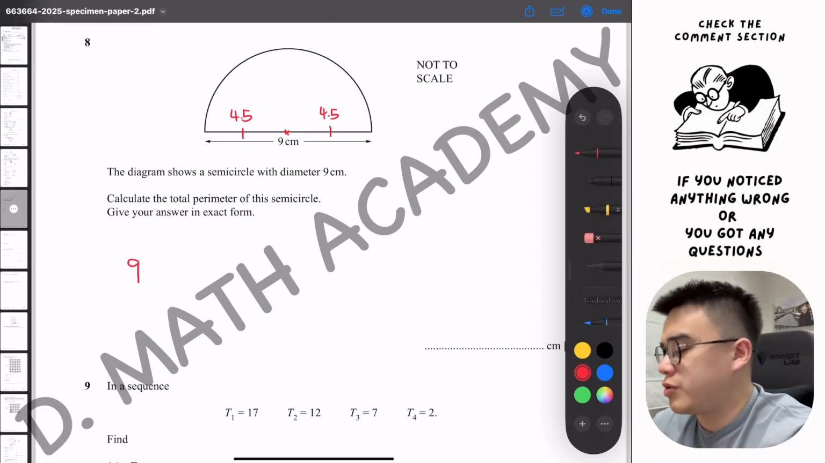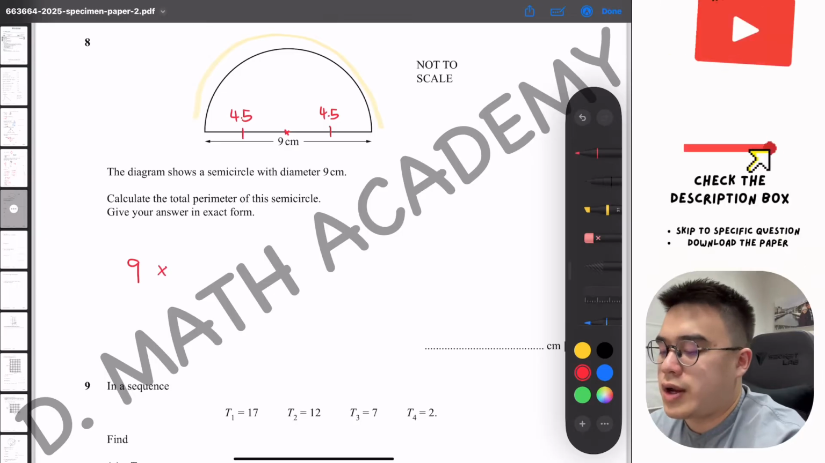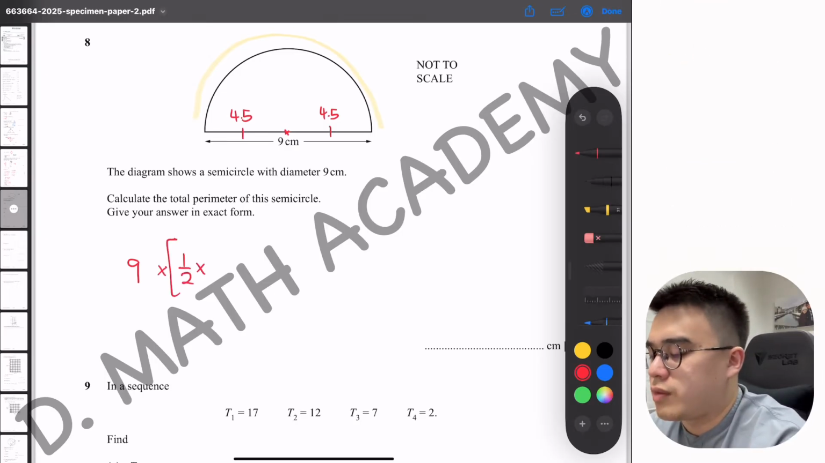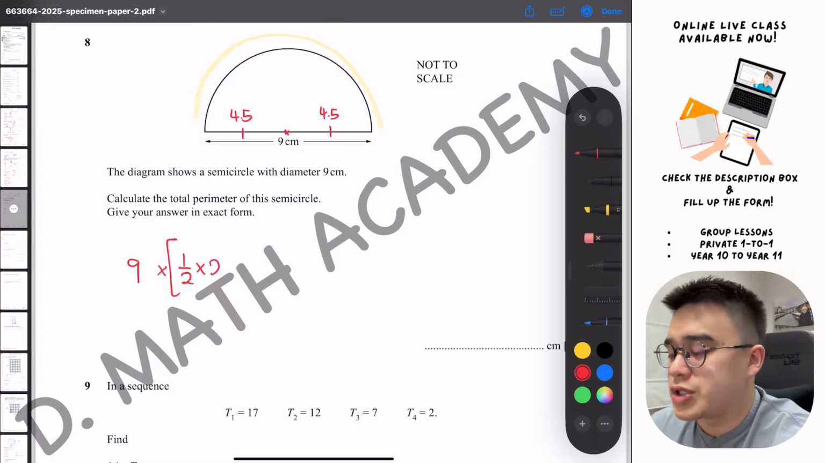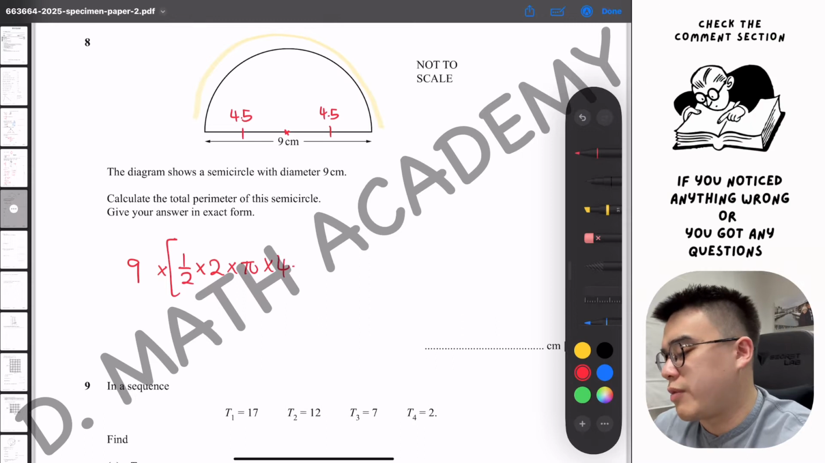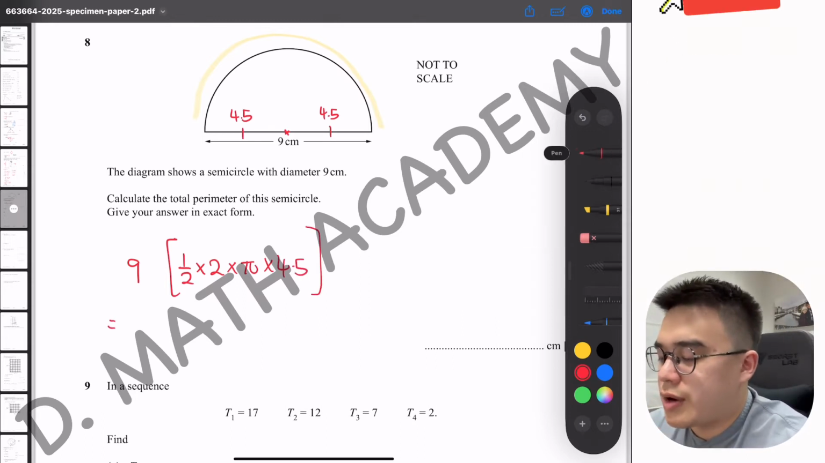The next thing that you need to do is to find the curve part over here, where it is actually a semicircle, so we have to adjust the formula used here into 1 over 2 times 2 times pi times 4.5. Do take note that you are adding them up.